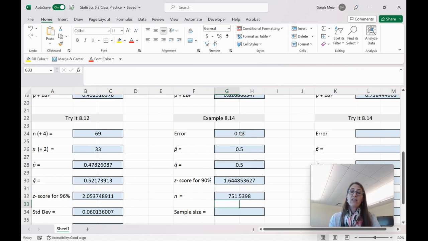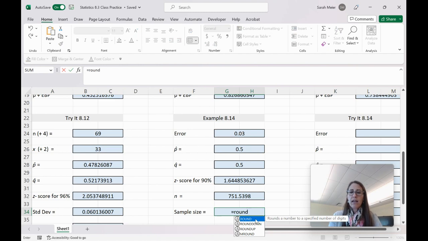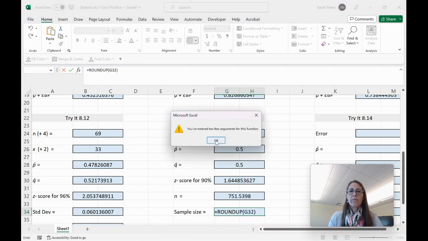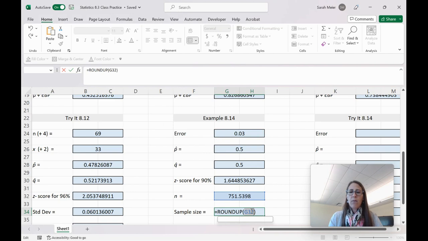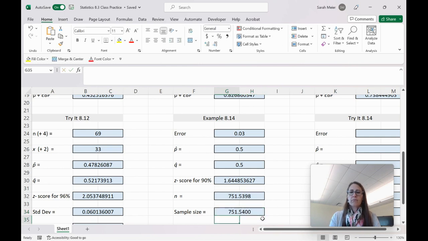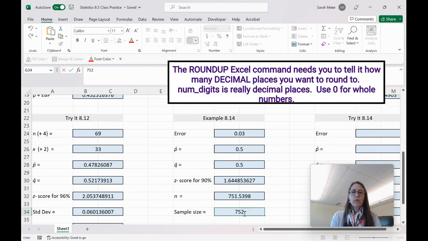751.5398. So that's our sample size. So we need to round up. So you can just type 752 in this box. I do believe there is a round up Excel command. Let's see what it gives us. Oh, we need to tell it how much to round up, number of digits. I'm going to have to work on that for you. So 752.